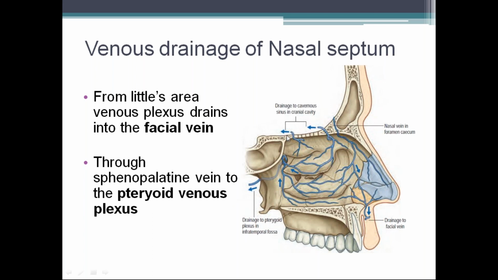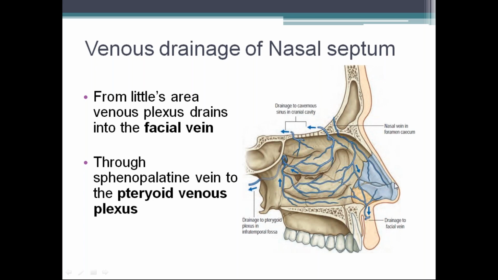Other than this, the veins also accompany the perineural sheaths of the olfactory nerve rootlets, and through this they go to the cavernous sinus. Through this it drains into the cavernous sinus, and through the nasal vein in the foramen cecum it goes even to the superior ophthalmic vein. Okay, so through this even an infection can spread to the cavernous sinus.